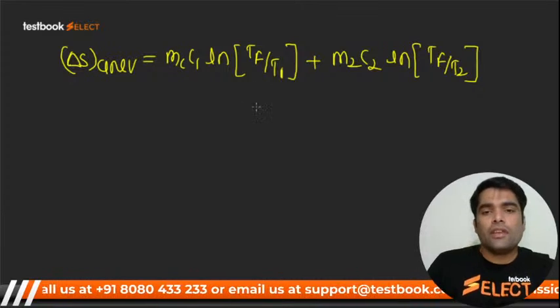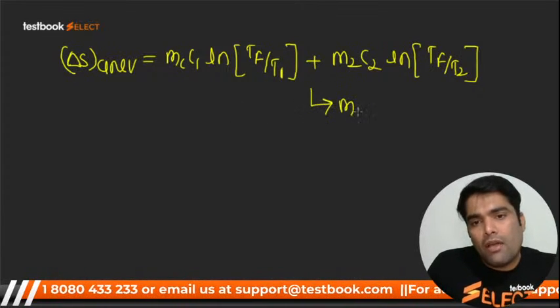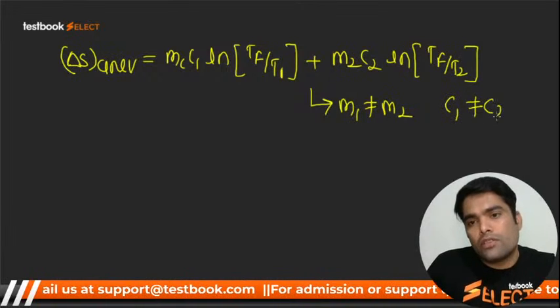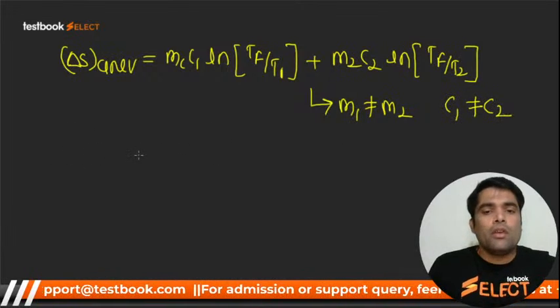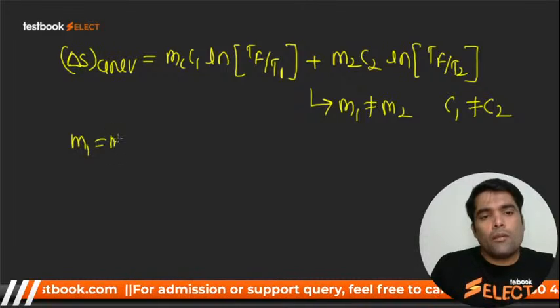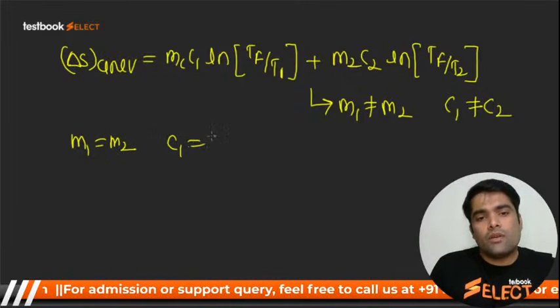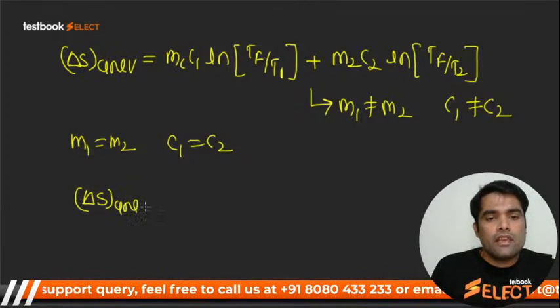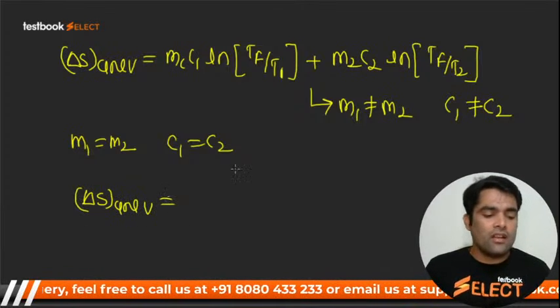Now listen to me very carefully. This is applicable when M1 is not equal to M2 and C1 is not equal to C2. But suppose M1 is equal to M2 and C1 is equal to C2, then my dear, delta S of universe in general, what, my dear?